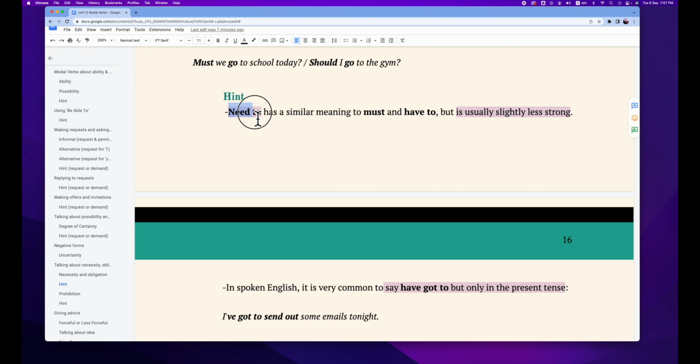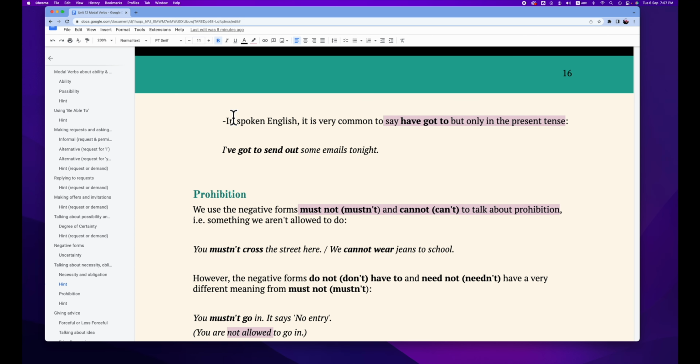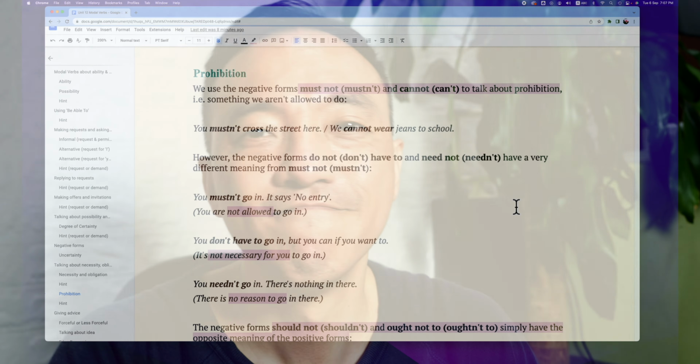The modal verb need to has a very similar meaning to must and have to, but it's usually slightly less strong. And also, in spoken English, it is very common to say have got to, but only in the present tense. I've got to send out some emails tonight.